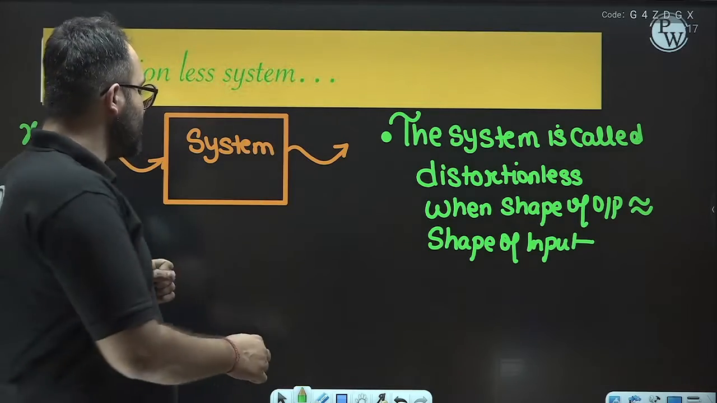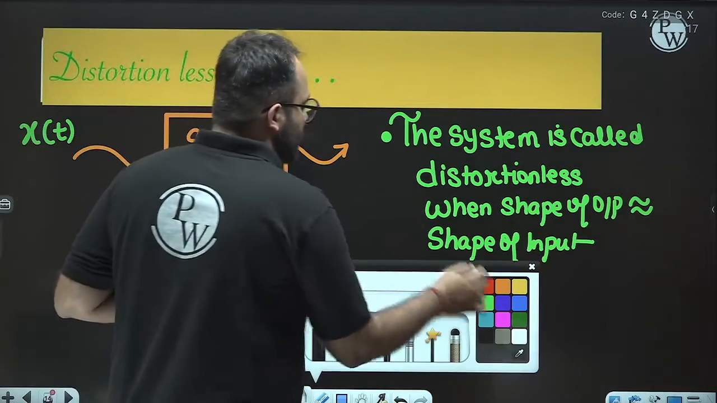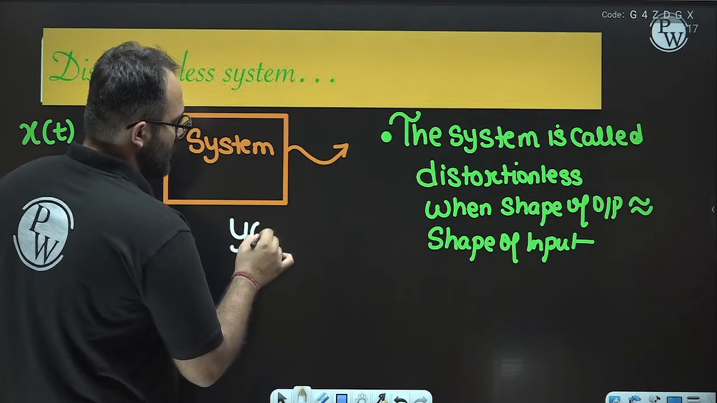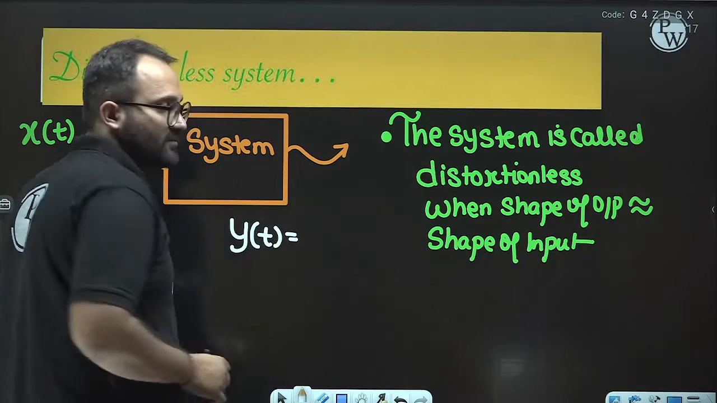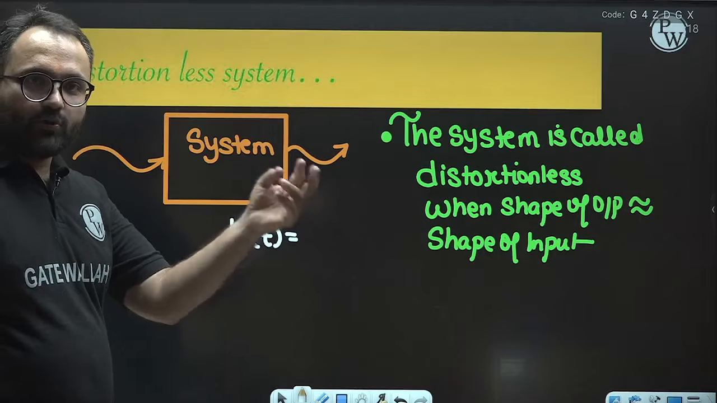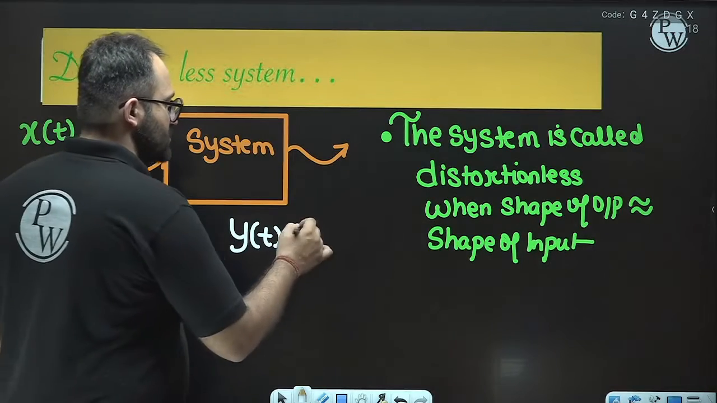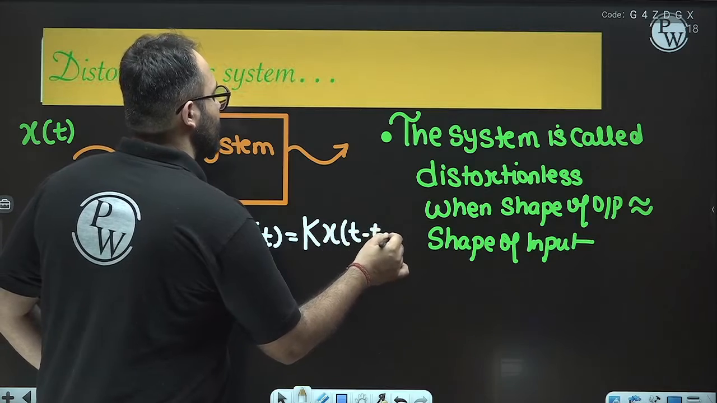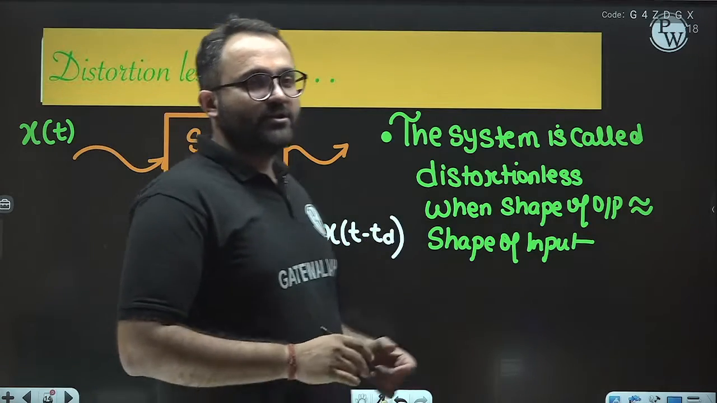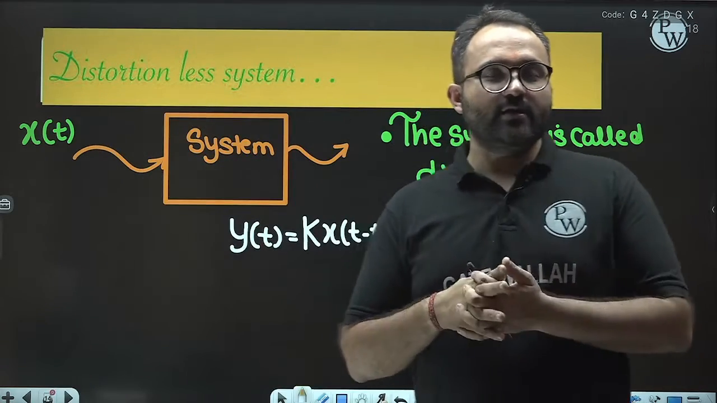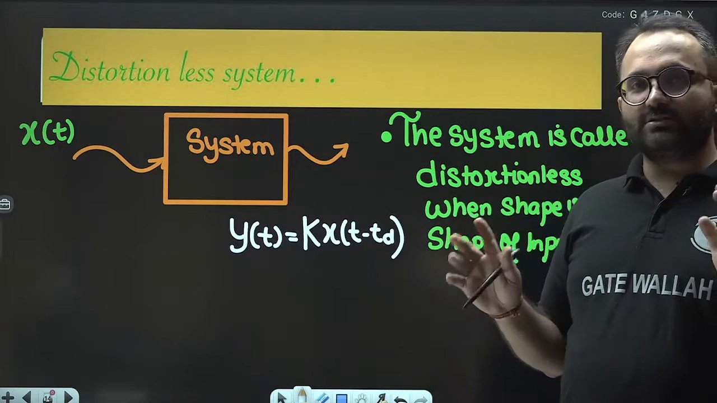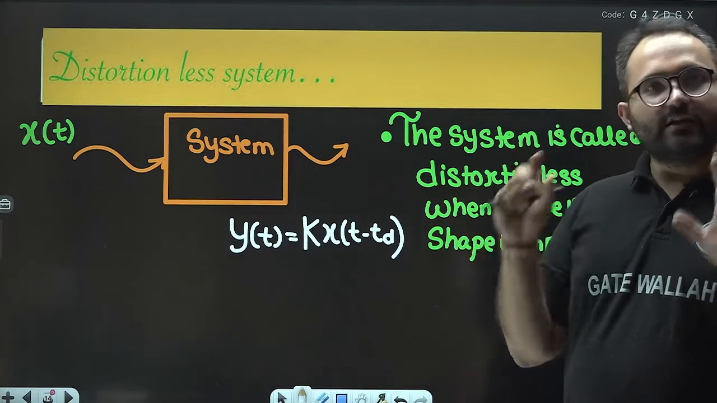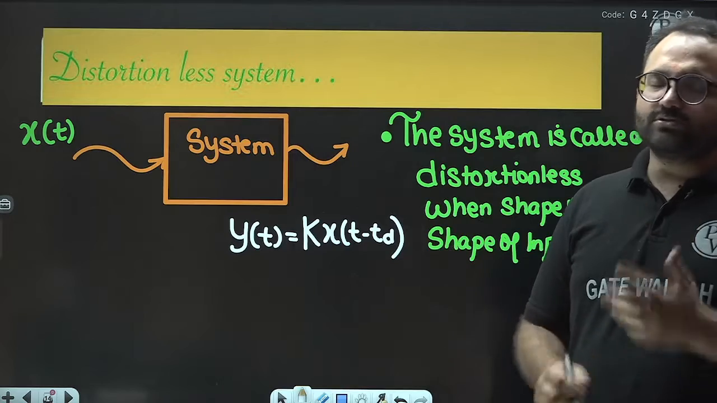Now it means that the output of the system should be equal to a constant multiplied by the input or its delayed version. Okay, so then only the shape is not changed. If we multiply the input by a constant, then the shape will not change. If we delay the input by some time, then also the shape will not change.